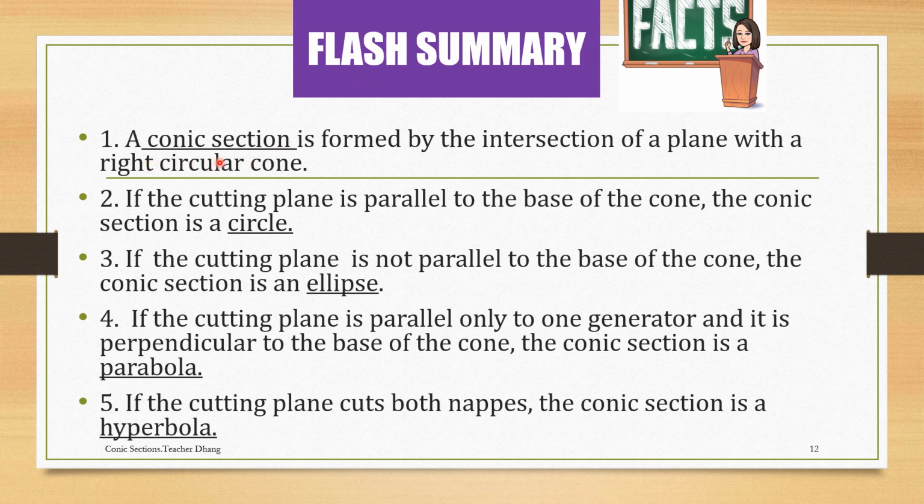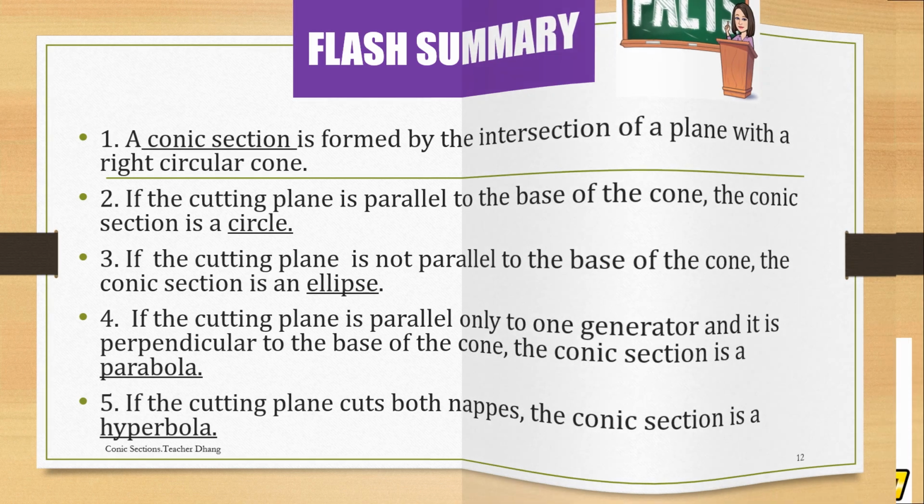A conic section is formed by the intersection of a plane with a right circular cone. If the cutting plane is parallel to the base of the cone, the conic section is a circle. If the cutting plane is not parallel to the base of the cone, the conic section is an ellipse. If the cutting plane is parallel only to one generator and it is perpendicular to the base of the cone, the conic section is a parabola. And finally, if the cutting plane cuts both naps, the conic section is a hyperbola.